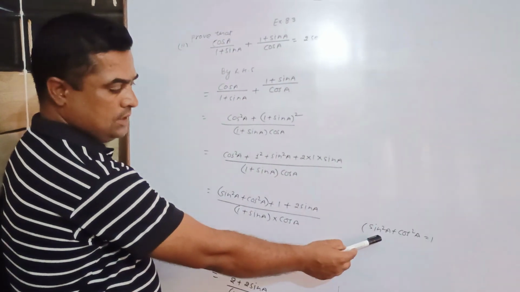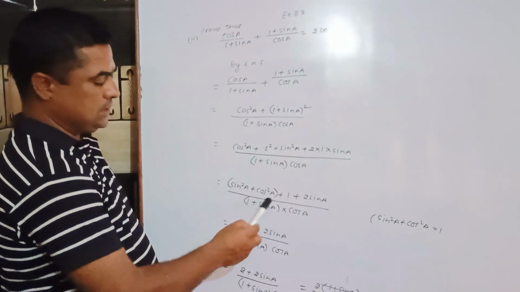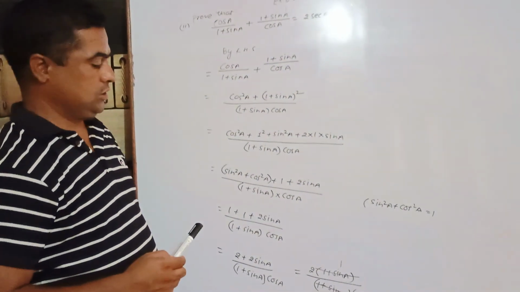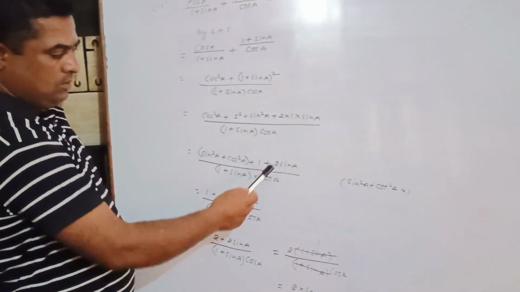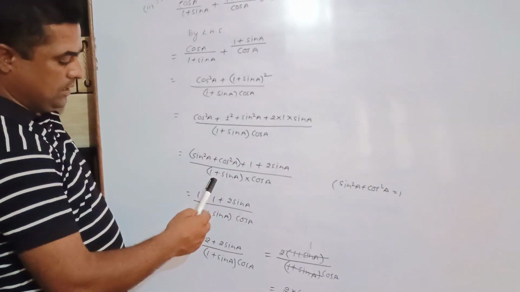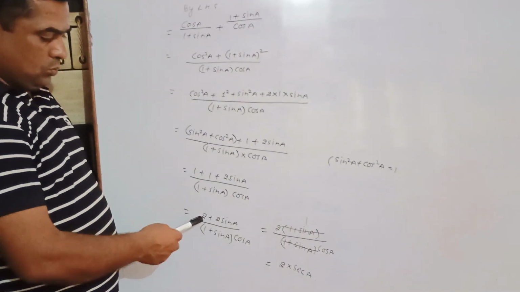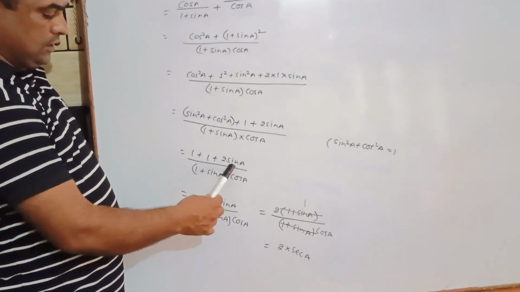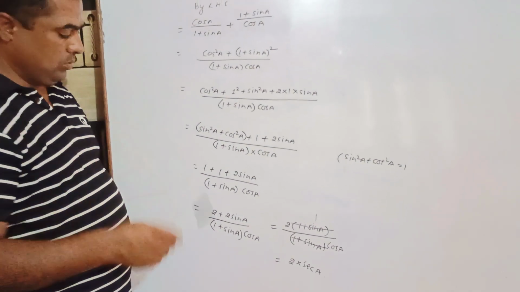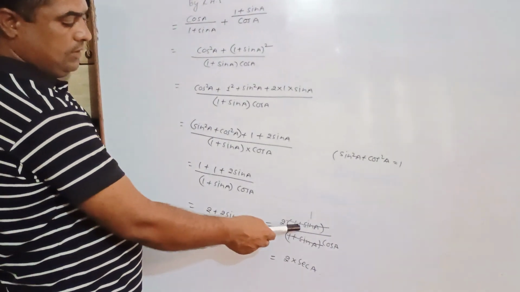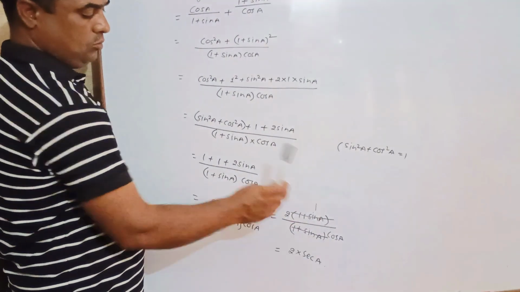Students, you know the formula: sin square A plus cos square A is 1. So we are putting the value of sin square A plus cos square A, which is 1. So 1 plus 1 plus 2 sin A, and in the denominator (1 plus sin A) into cos A. 1 plus 1 is 2, and this is 2 sin A. In the numerator now 2 is common. In the bracket we will write 1 plus sin A. In the denominator (1 plus sin A) into cos A.